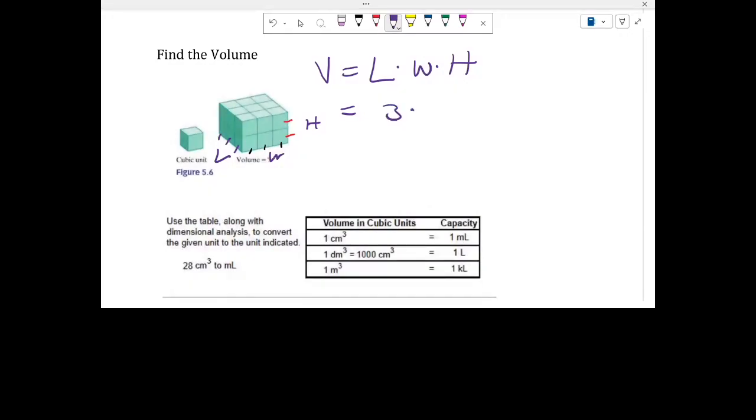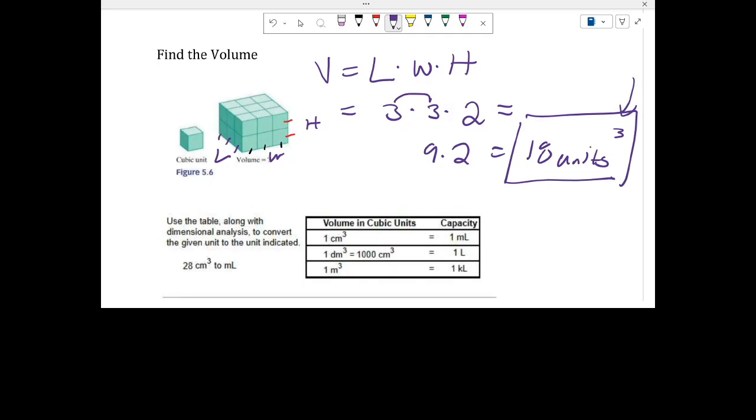So there's 3 on the length. There's 3 on the width. And there's 2 on the height. So 3 times 3 is 9, and 9 times 2 is 18. Y'all, the important thing to remember with volume is that it's cubic units or units cubed. We can write it like this. Volume is talking about how much space it's going to take up, right?